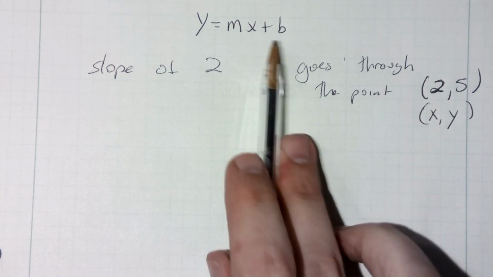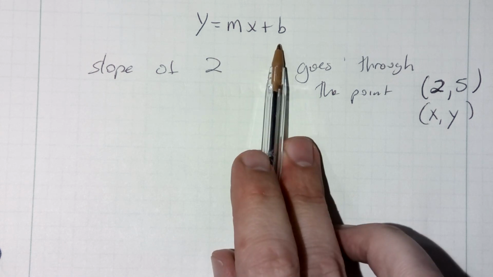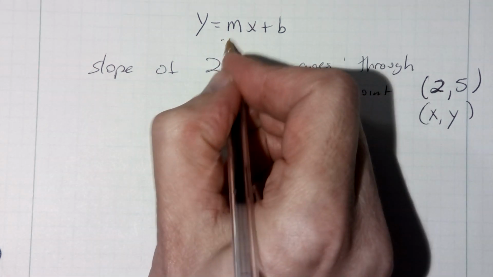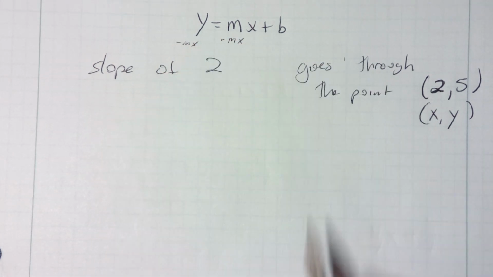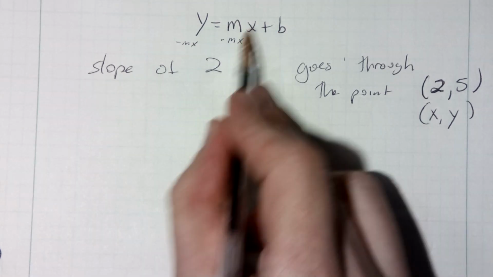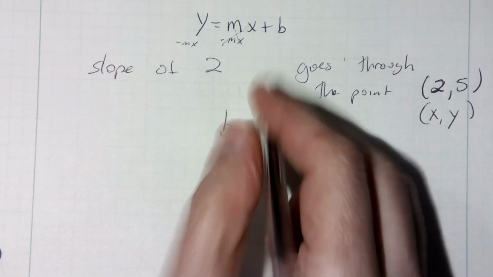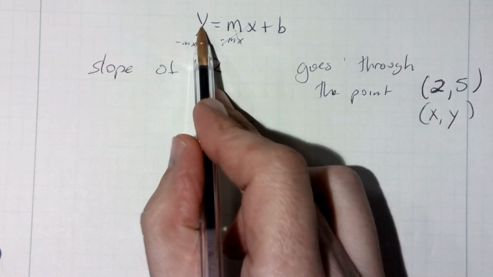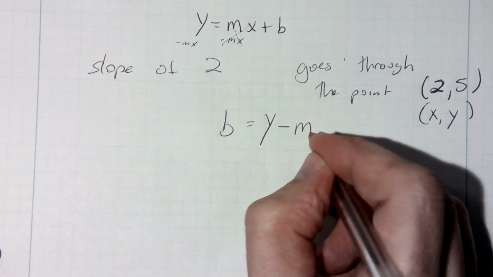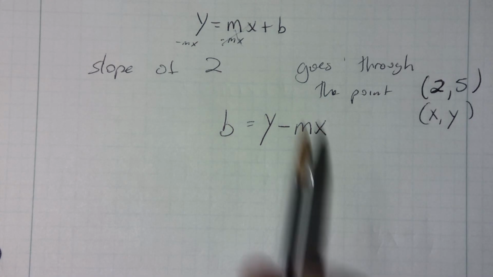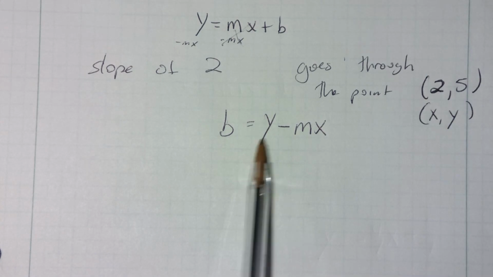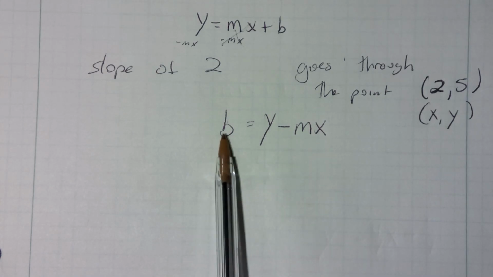We need to find the right value of b. Well, the way we do that is we're going to manipulate this equation just a little bit. In other words, I'm going to minus mx from both sides. And again, if this part confuses you, just get to this next part. Just remember that our b value can be found by taking a y value and minusing the slope times an x value. All I did was bring this mx term to the other side. So b is equal to y minus mx. Now remember, that's what we're looking for.